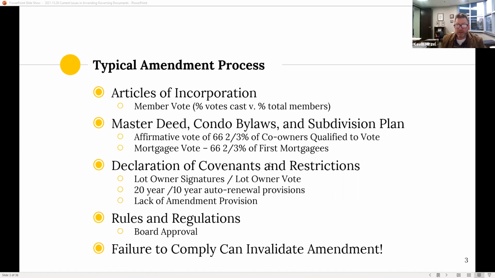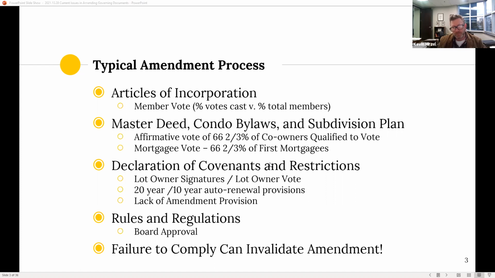For the master deed, condo bylaws and subdivision plan, relative to a condominium governed by the Michigan Condominium Act, assuming it's a material change, that's going to require an affirmative vote of 2/3 of all co-owners qualified to vote. It could be by number or by value, but basically 2/3 of the entire community must vote yes. And then in many instances, you're going to have a mortgagee vote component also. The difference is that a mortgagee vote does not need to be an affirmative vote. As long as proper notice goes out, mortgage companies are assumed to have voted yes as long as they don't vote no.